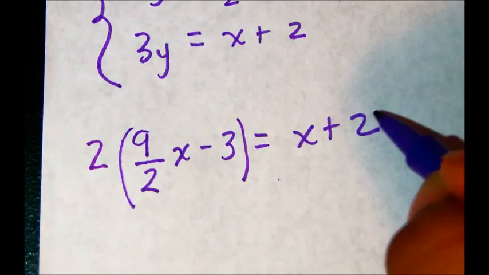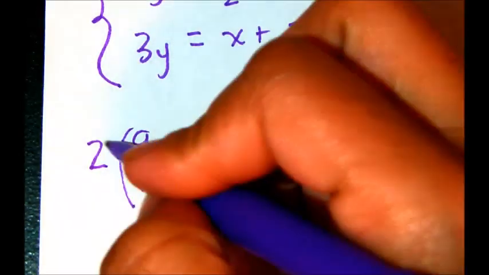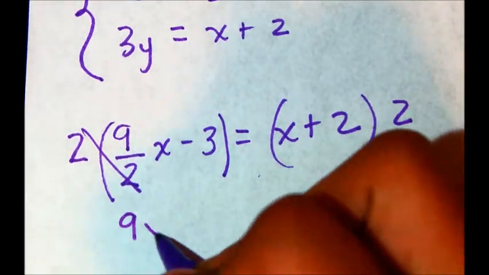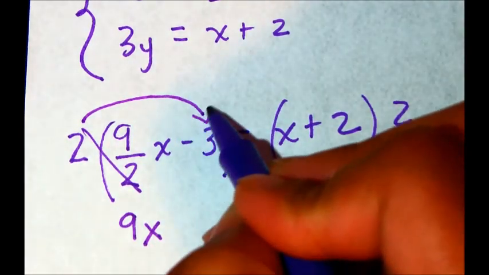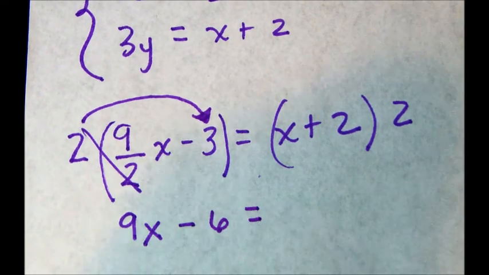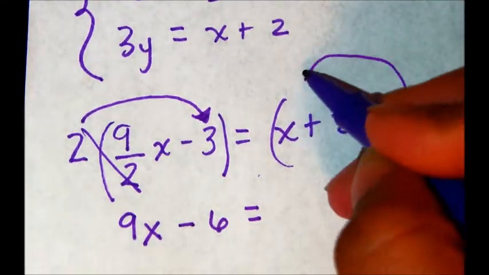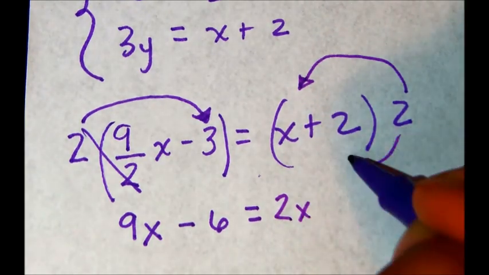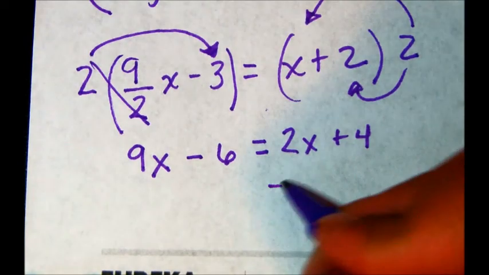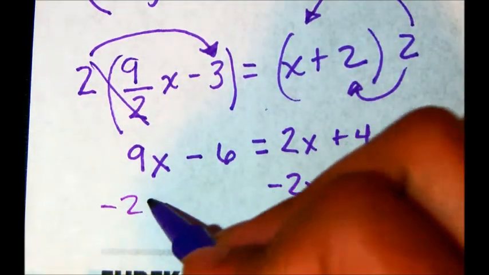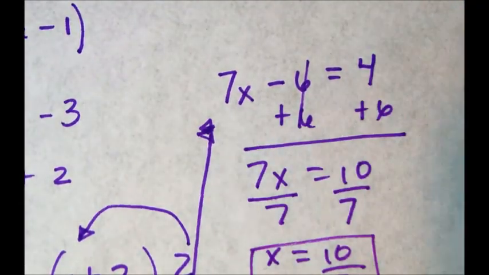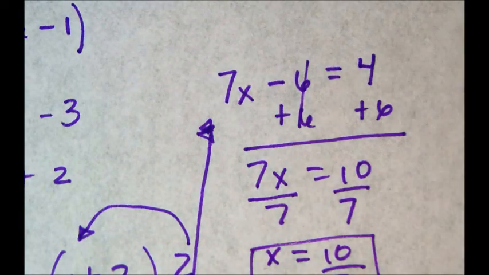But remember, whatever I do to my left side, I must do to my right side. So I'm going to multiply on the left by 2. Notice the 2 is going to cancel out. I'm left with 9x. But this 2 has to also be multiplied by that negative 3. So it's 9x minus 6. And on my other side, this 2 is going to be multiplied by x to be 2x plus 4. All right, I want to move 2x from the right over, and I get x equals 10 over 7.